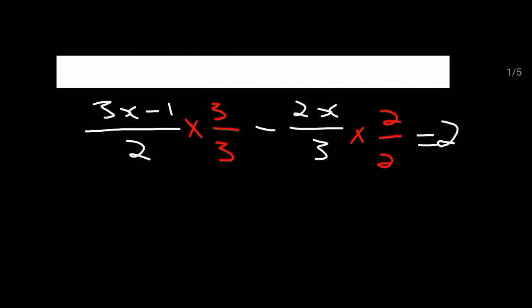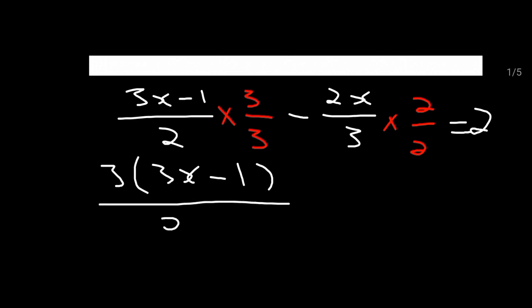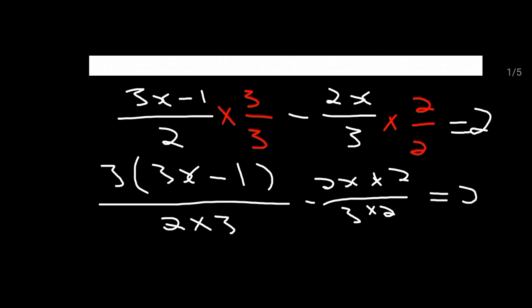There's our equation. Now 3 multiplies more than two terms, and as long as you multiply more than two terms, it needs to be outside the bracket, or we multiply everything on top. Then we have 2 times 3. Then minus 2x multiplied by 2, over 3 multiplied by 2, equal to 2.